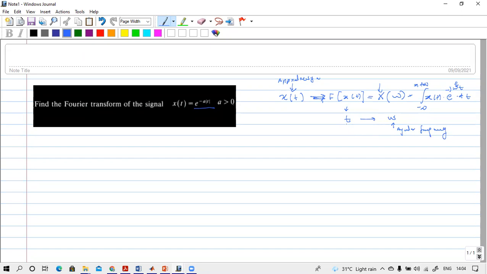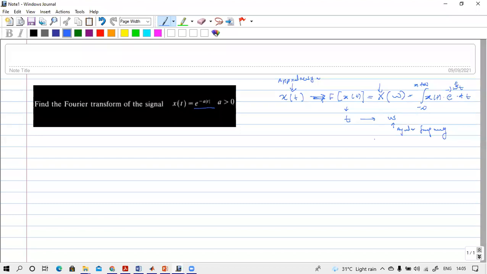So you can see that we have converted this time domain signal. Time domain means the independent variable is time. This is varying according to the time. Then we convert it to the frequency domain signal with omega. This independent variable is omega.